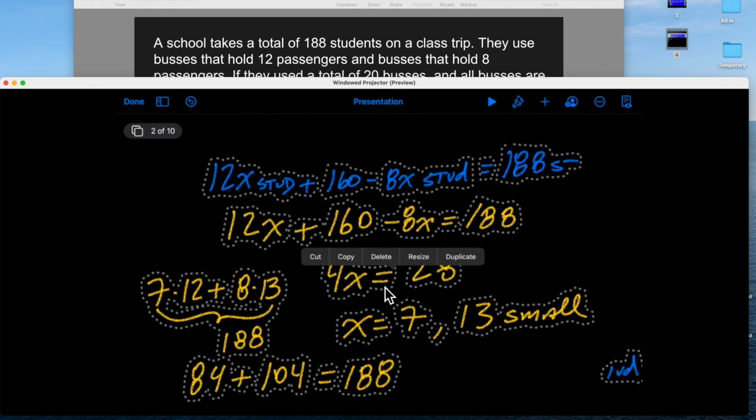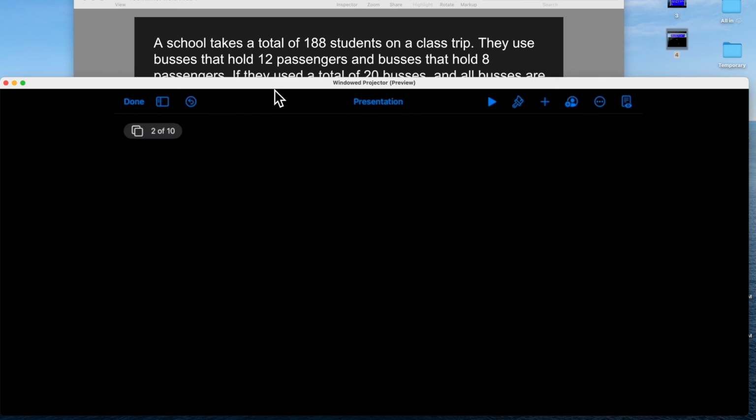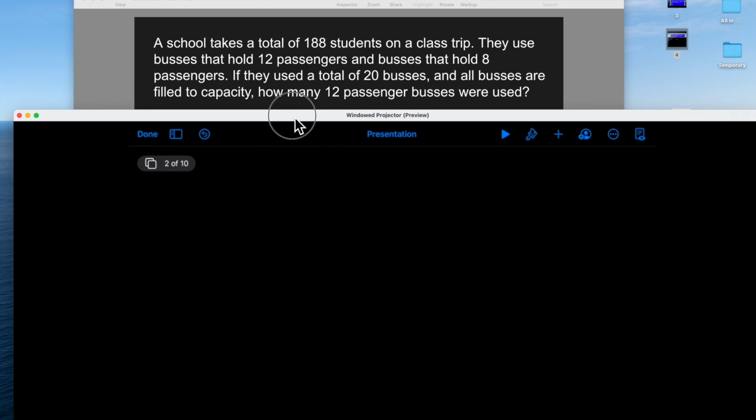Again, folks, the whole key to this is recognizing that when the unknown is the number of large buses, the total minus x gives you the number of smaller buses.